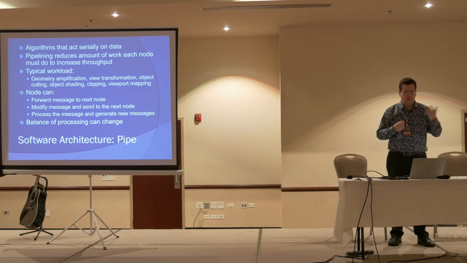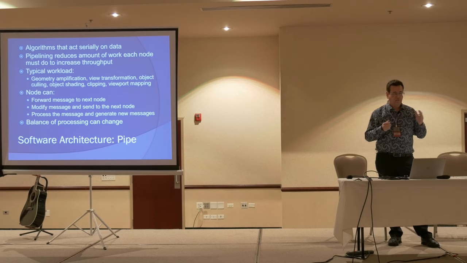You've got, as we talked about earlier, view transformation. Another process that would happen here is object culling. So if I have primitives that are facing away from the camera, and I assume that all my objects are closed surfaces, like a sphere, well, I'm going to see the front side of the sphere, I'm not going to see the back side of the sphere. So if I've got primitives representing the backside, I can discard them immediately, and that saves work farther down the pipeline.